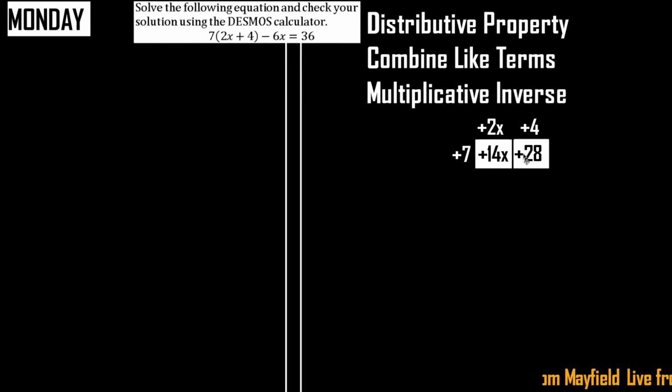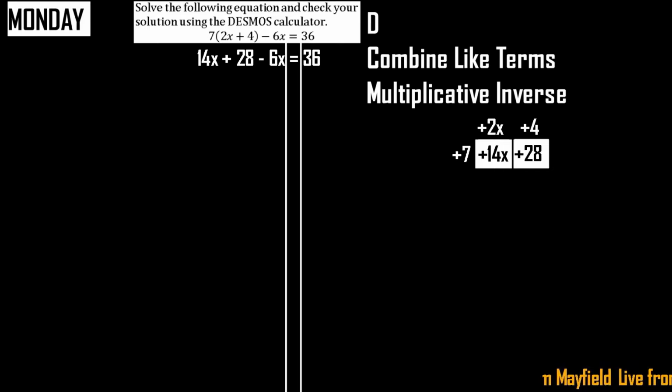And so again, I just write that below those parentheses. So anytime I see those parentheses, I want to make sure that I'm multiplying each of the inside terms by the outside amount, or that coefficient. And so again, I can write this below it. So all I'm going to very simply have is that 14x plus 28 minus 6x equals 36. And so we can cross out this distributive property as that is what we just did.